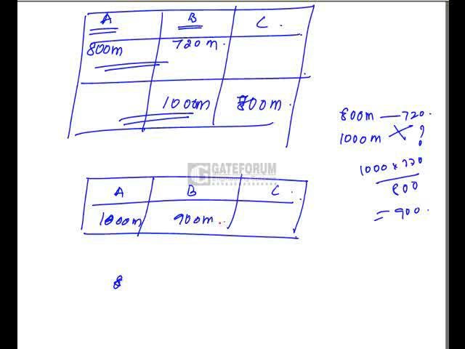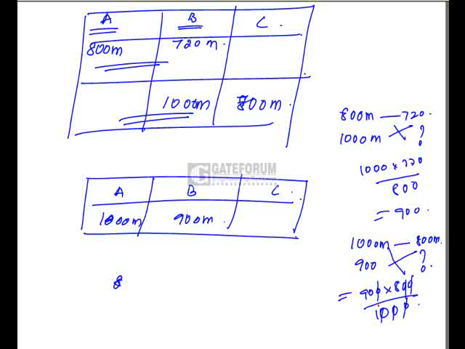Now similarly, let us take the relation between B and C. If B is running 1000 meters, C is running 800 meters. Now if B is running 900 meters, what about C? It is again a direct proportion. So 900 into 800 by 1000, which is nothing but 720 meters.